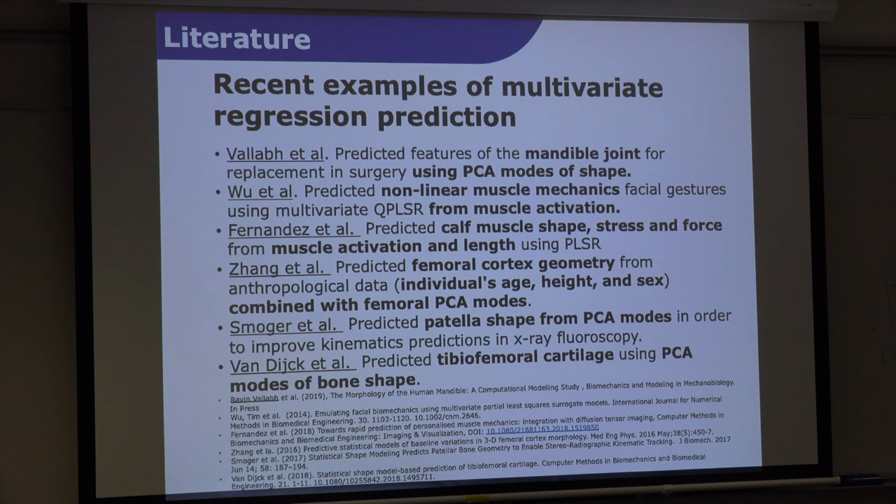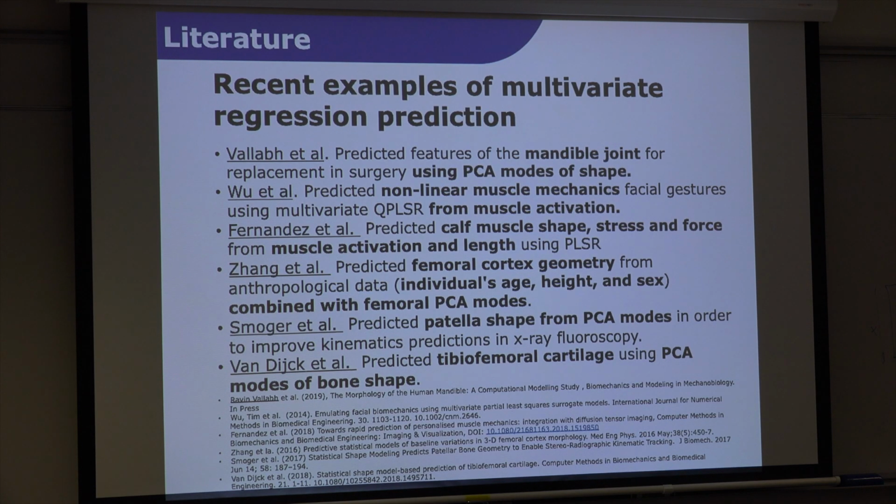Within the literature, there have actually been a lot of examples of multivariate regression-based prediction models. If we look at Valba and Smoger et al., they used principal component analysis of shape to predict features. However, Valba predicted the mandible joint for replacement in surgery, whereas Smoger looked at the patella shape to predict kinematics in X-ray fluoroscopy.